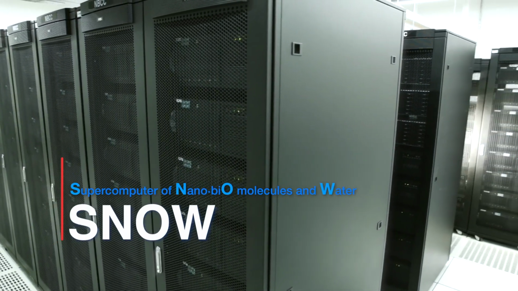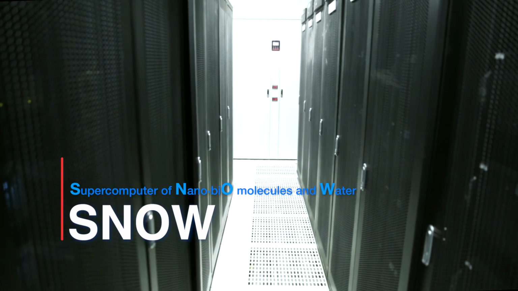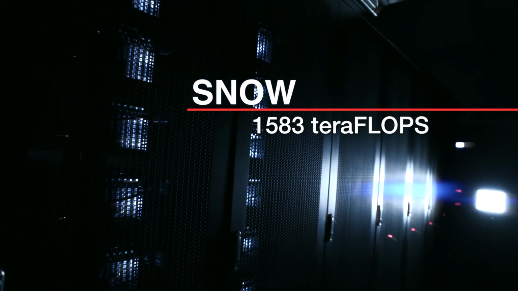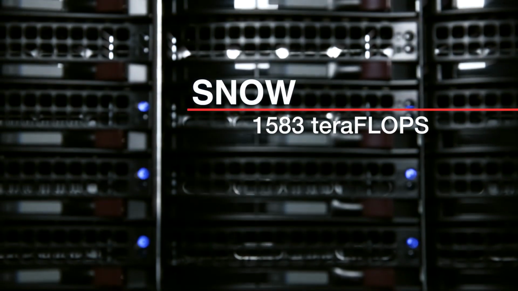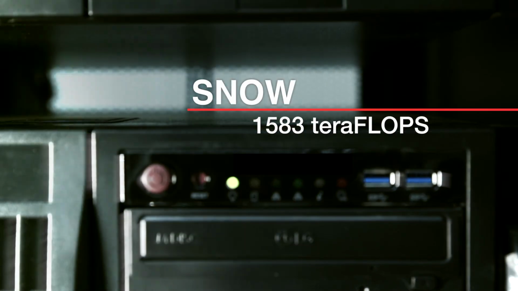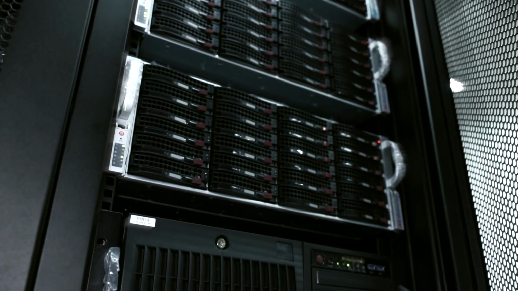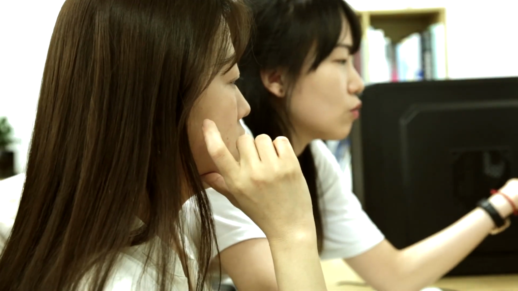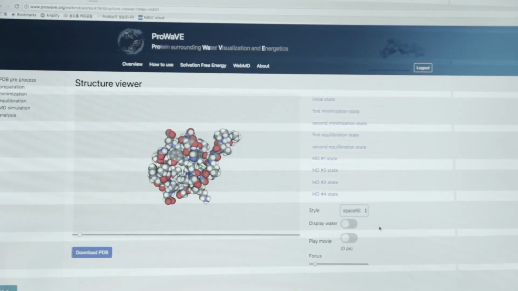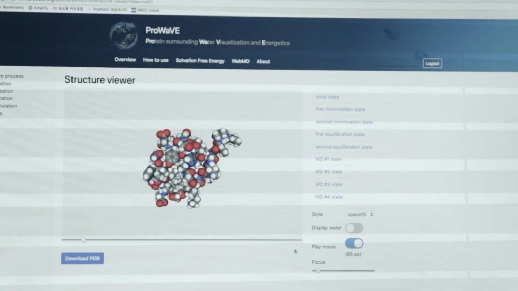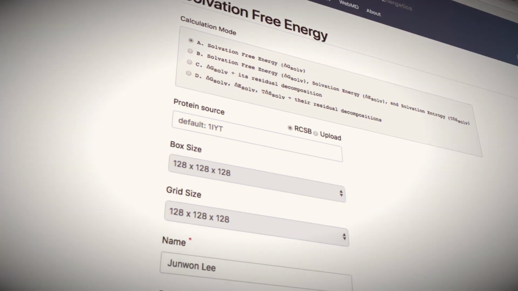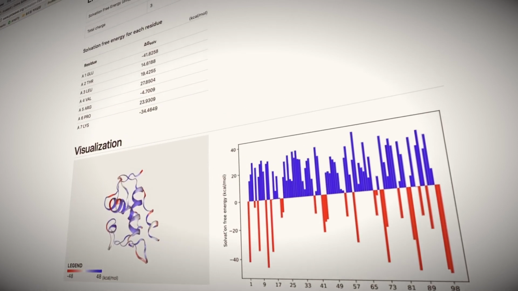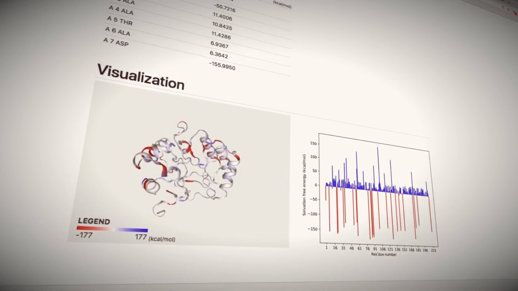Snow processes to compute fluctuating thermodynamics algorithms. It performs 1,583 trillion floating point calculations per second. Snow now provides ProWaVE internet services. Although the web version of ProWaVE has limited functions compared to the software version, it is enough to compute solvation-free energy and simulate proteins. The ProWaVE web application is easy to use. If you upload the protein PDB and click the execute button, ProWaVE provides the solvation free energy calculation results in a few seconds.